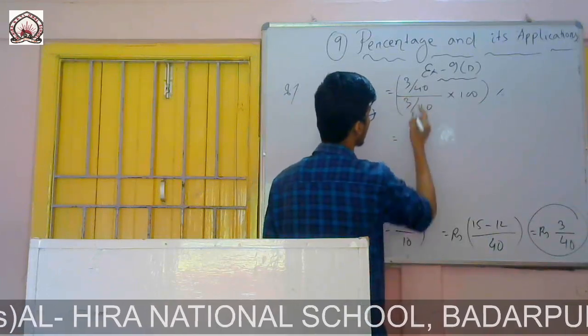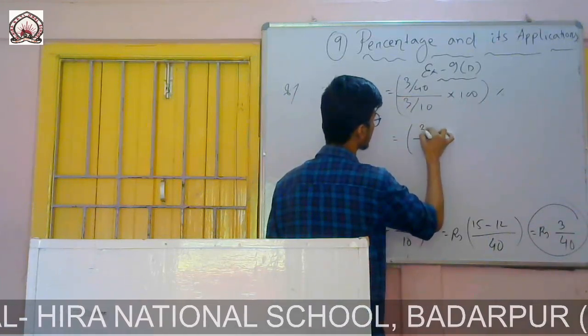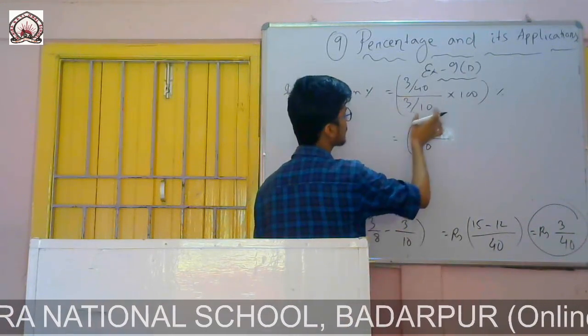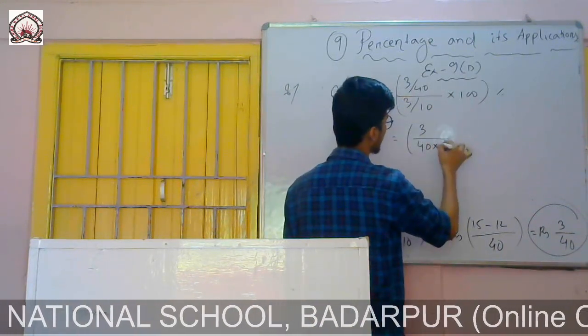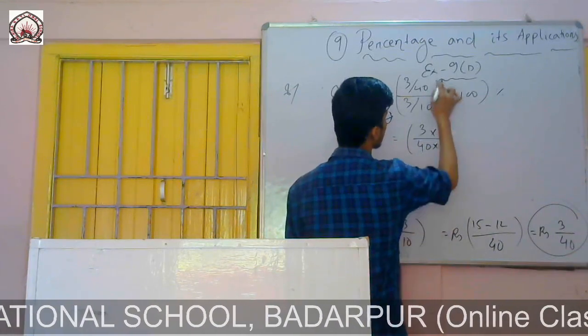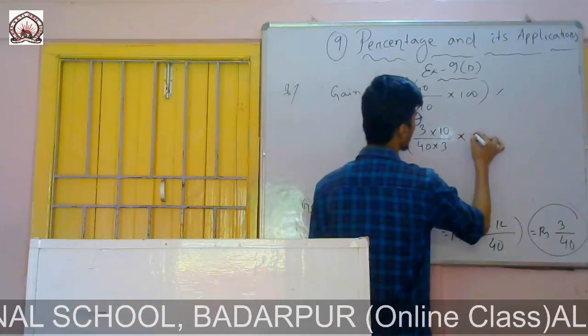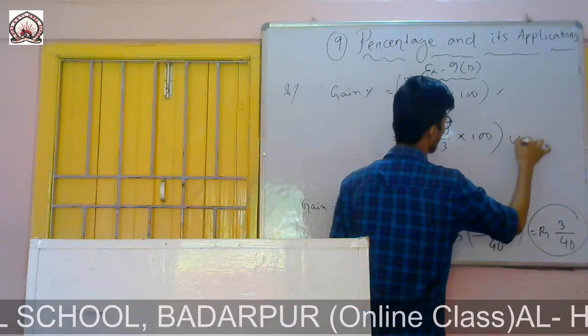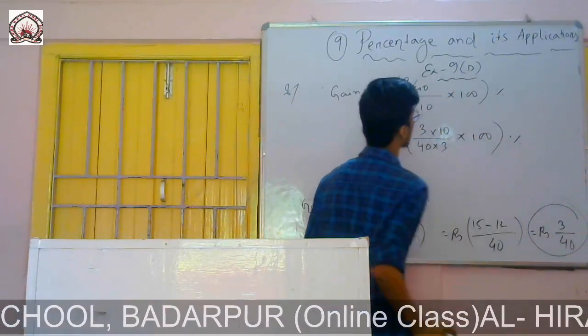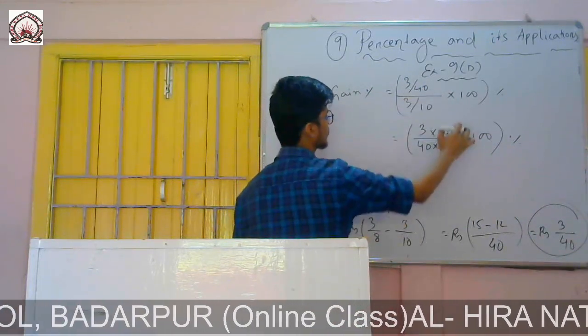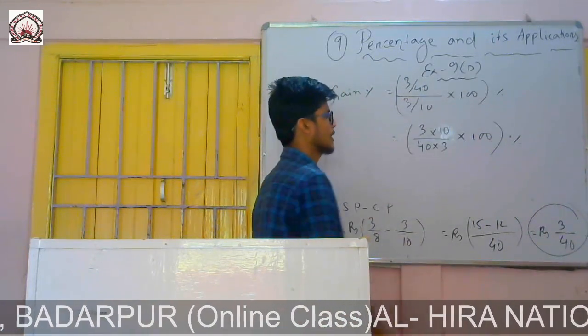So you see, this is 3 by 40, that means 3 by 40 I can write like this, and it is 3 by 10. So if I simply write it, 3 will be there, and this 10 will go in the denominator into 100. So I wrote it like this.